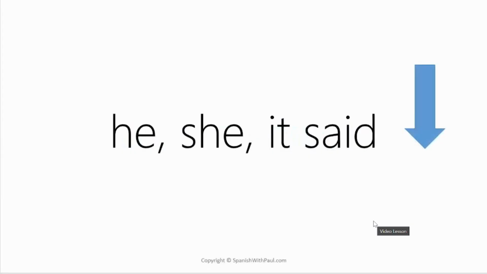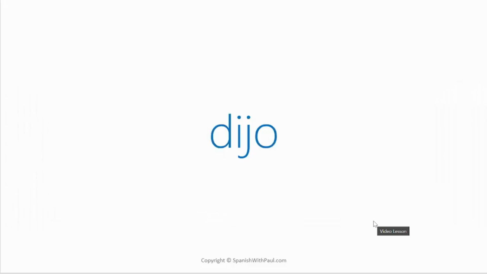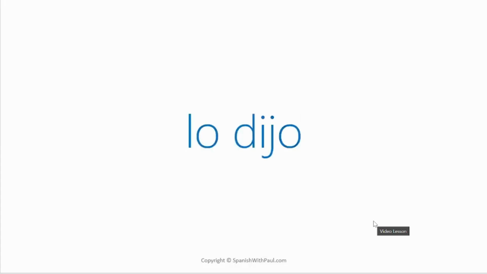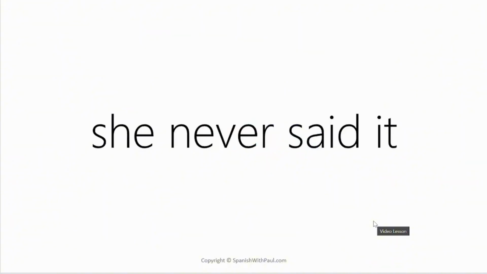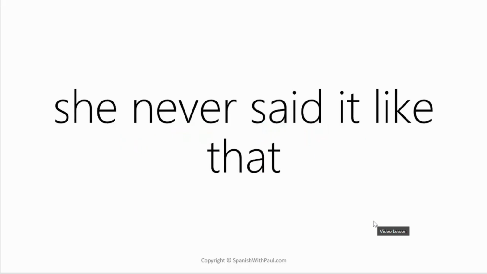This next example is in the simple past, so we have the arrow downwards. He, she, or it said. In the chart, we have he, she, or it here in the middle. The verb is decir, so the sound is dijo. Dijo. How would you say she said it? Lo dijo. What's the word for never? Nunca. She never said it. Nunca lo dijo.